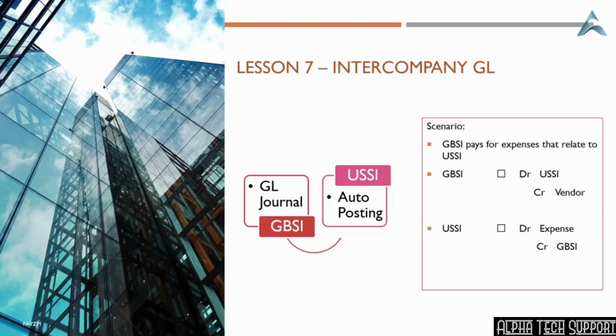Now let's understand this better by assuming that there are two legal entities, USSI and GBSI. Now USSI is a US-based entity and GBSI is a UK-based entity, but both of these entities are within the same financial group. Now let's assume that a US employee travels across from the USSI company to conduct some meetings within UK and he visits the GBSI office. Now while this US employee is in UK, all of his hotel expenses and food expenses that have been incurred are in fact paid by GBSI.